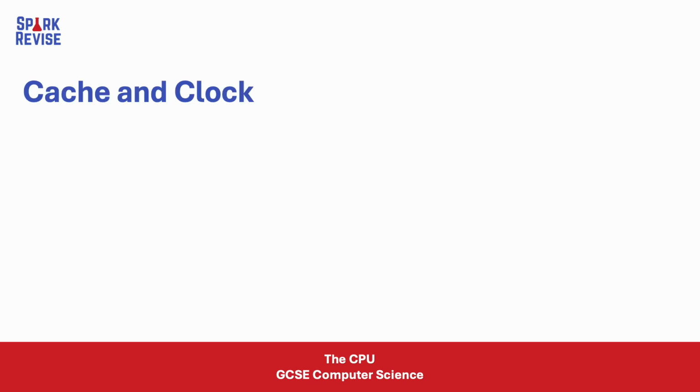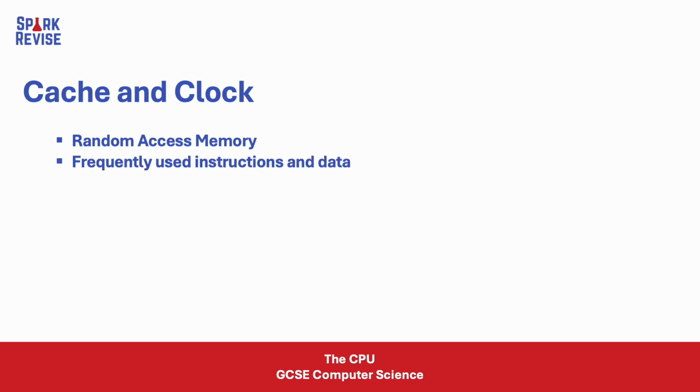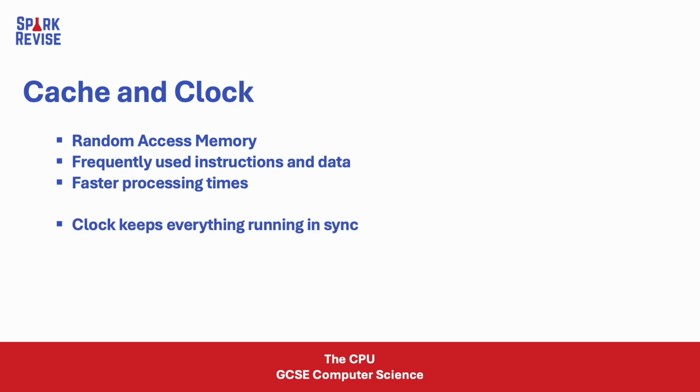Another component of the CPU is cache and clock. Cache memory is a small but extremely fast type of random access memory built into the processor, storing frequently used instructions and data. We look at cache in a lot more detail in later slides when we're talking about CPU performance. It stores frequently used instructions and data, reducing the need to fetch them from the slower main memory. This results in significantly faster processing times. We can think of it as a short-term memory bank that the CPU can access almost instantly, improving overall efficiency.